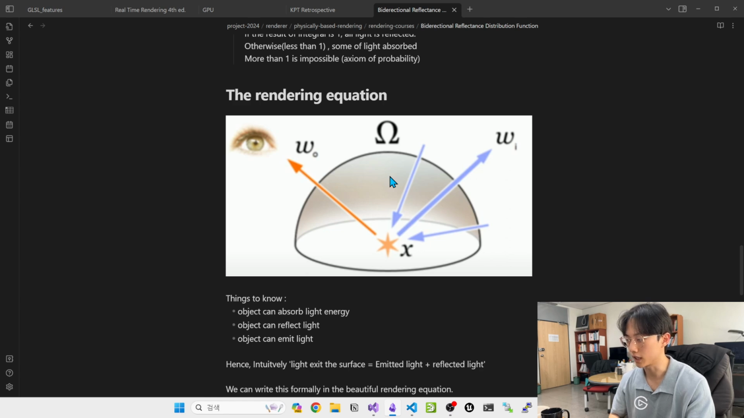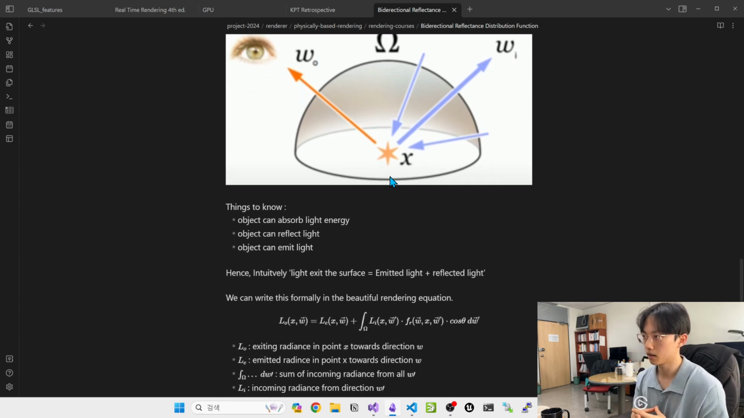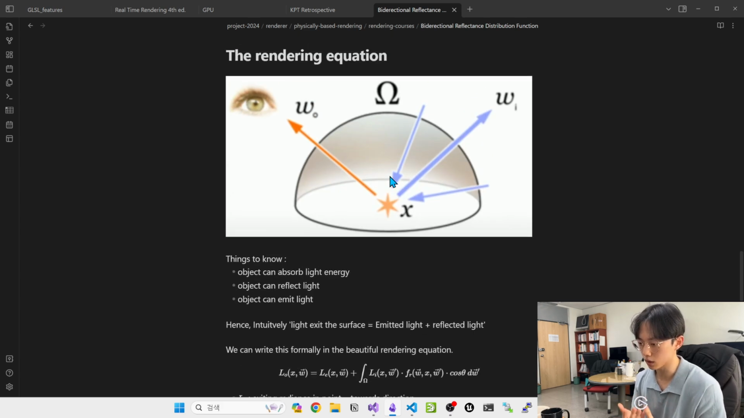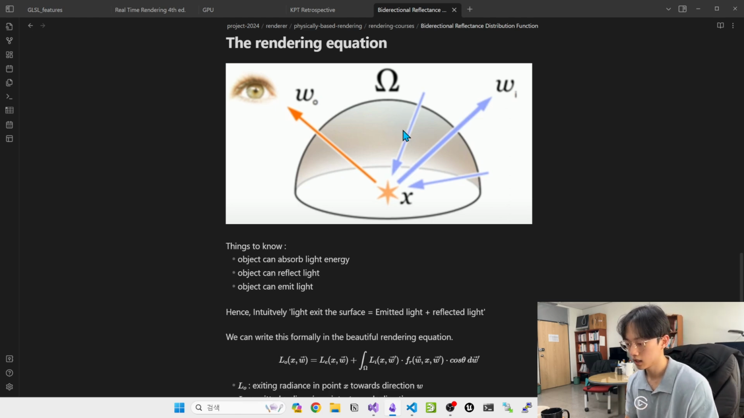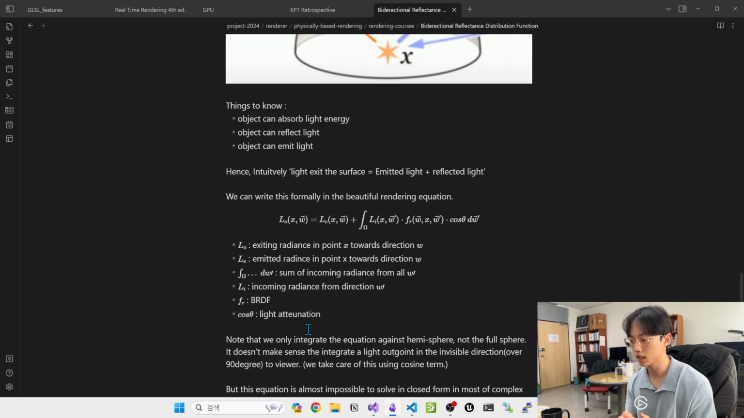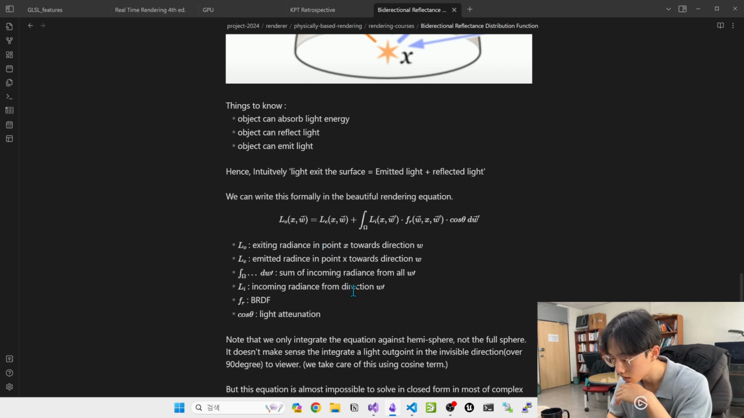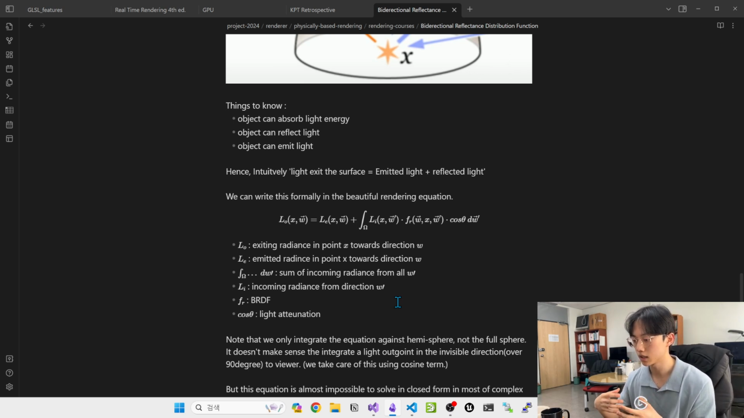And finally, the beautiful rendering equation. To understand the rendering equation, we need to know that an object can absorb light energy, can reflect light, and can emit light. By combining all of them, we can write down this beautiful rendering equation. The exitant radiance at point x toward direction omega depends on the emitted radiance in the same direction, plus the sum of incoming radiance from all incoming directions omega prime, multiplied by the BRDF term and the light attenuation.